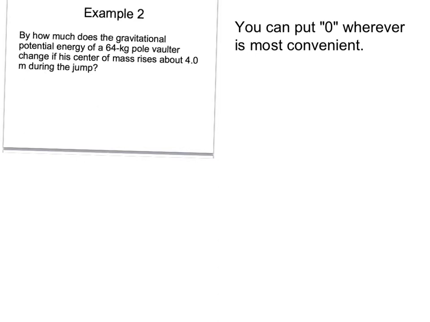All right. By how much does the gravitational potential energy of a 64 kilogram pole vaulter change if his center of mass rises about 4 meters during the jump? So we have our pole vaulter guy. That's a guy who jumps over a sand pit using a big pole. So he's got his pole.